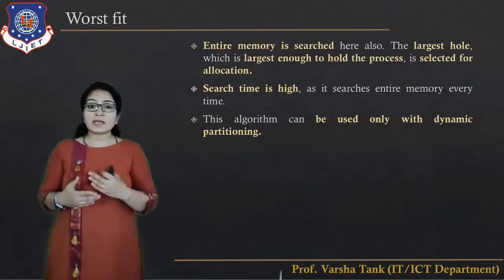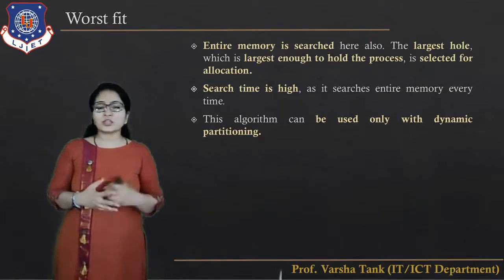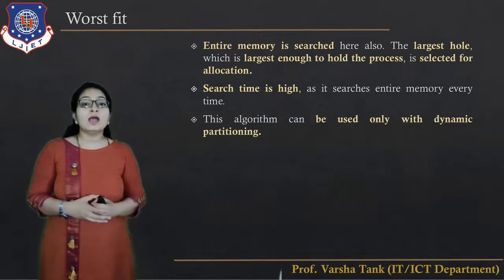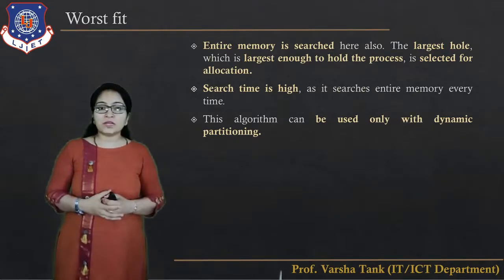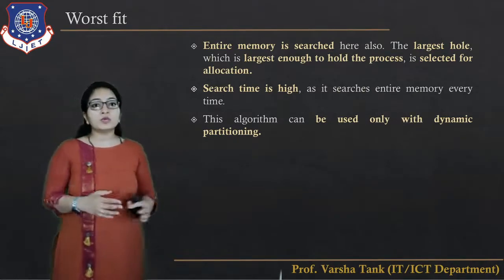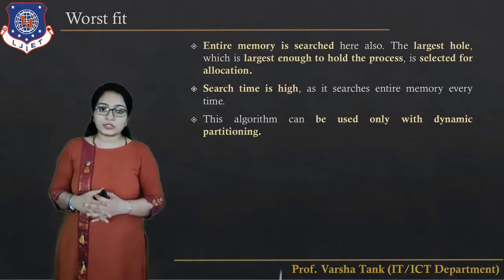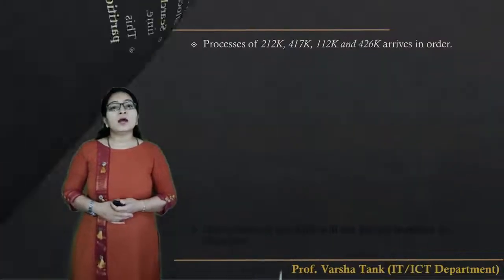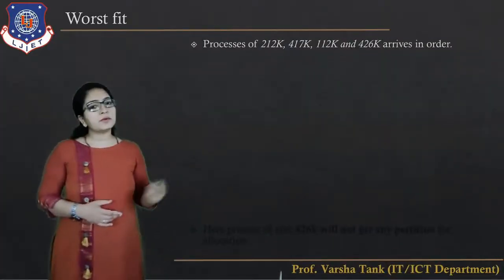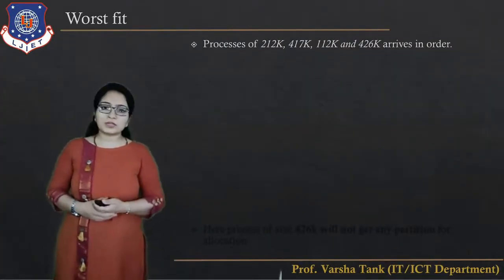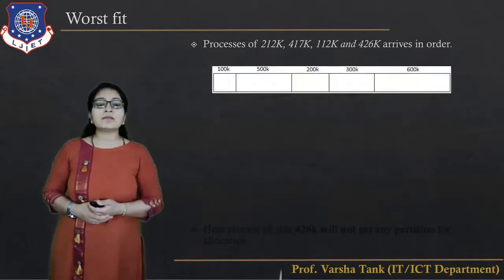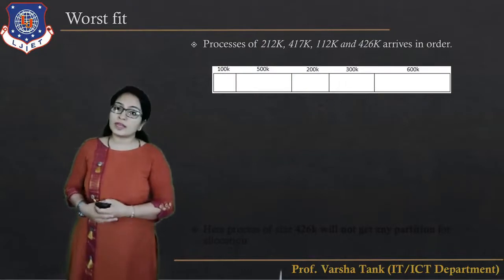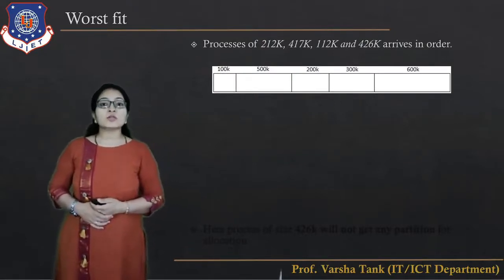Here search time is very high because every time we have to search the entire memory, all the partitions that are available. This algorithm can be used only with dynamic partitions. Now for the worst fit, we take the same processes as in the last three types of algorithm, and the same memory partitions: 100K, 500K, 200K, 300K and 600K.